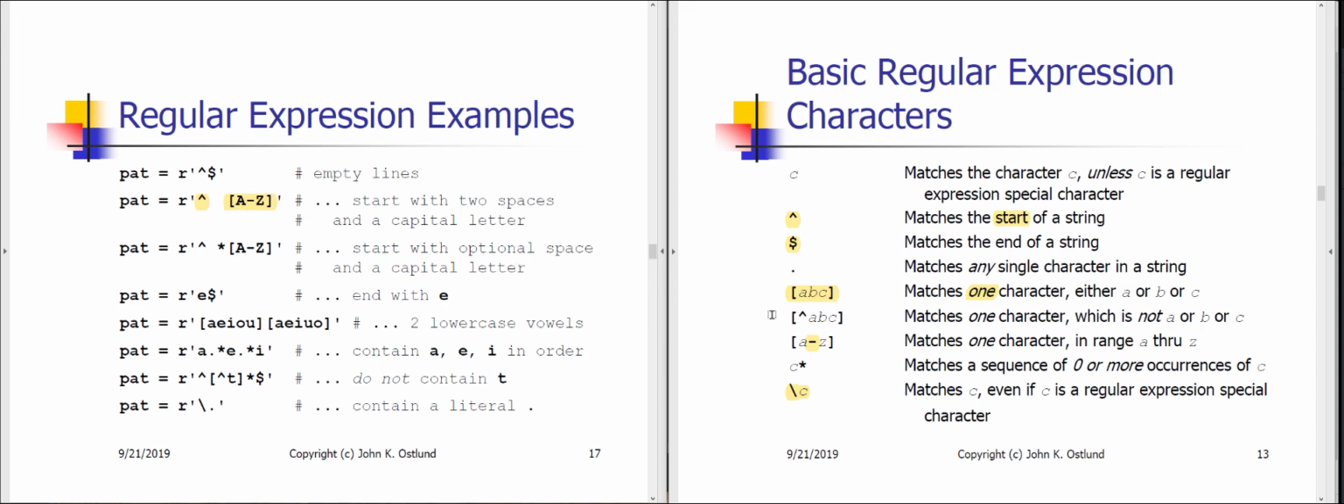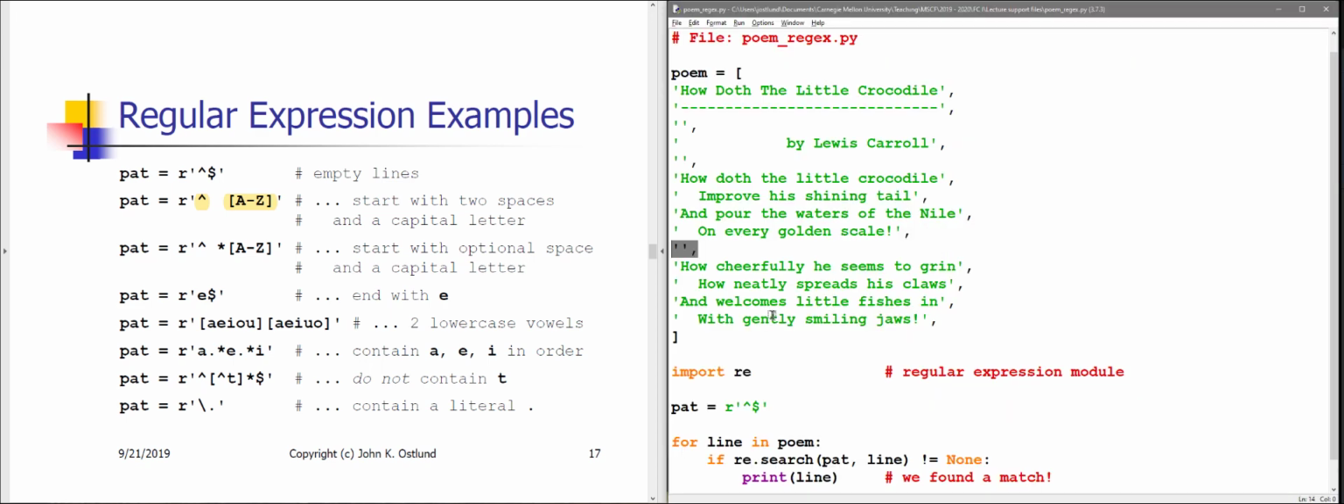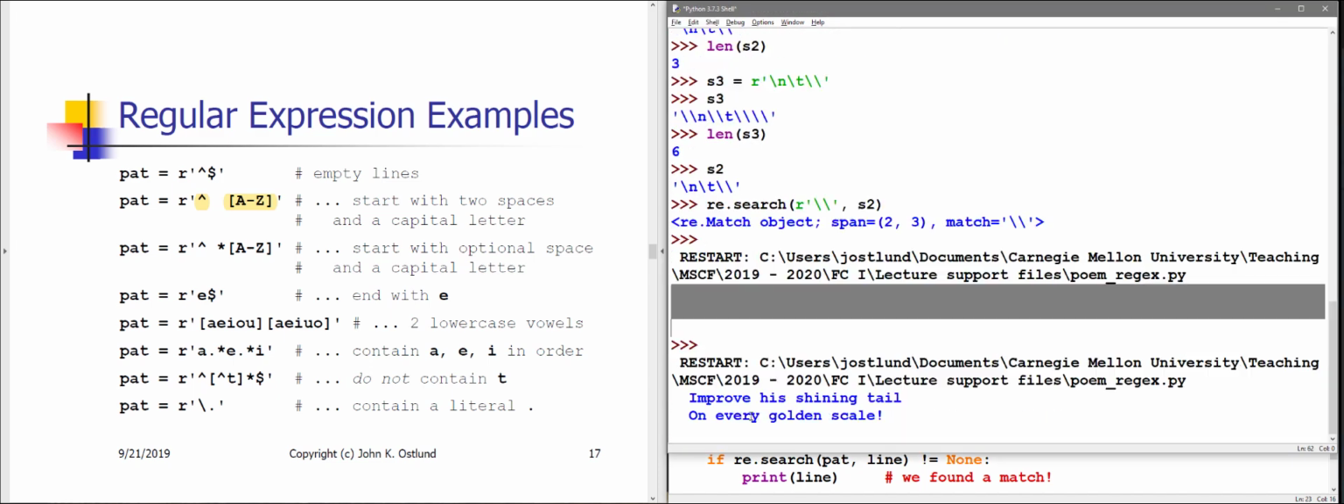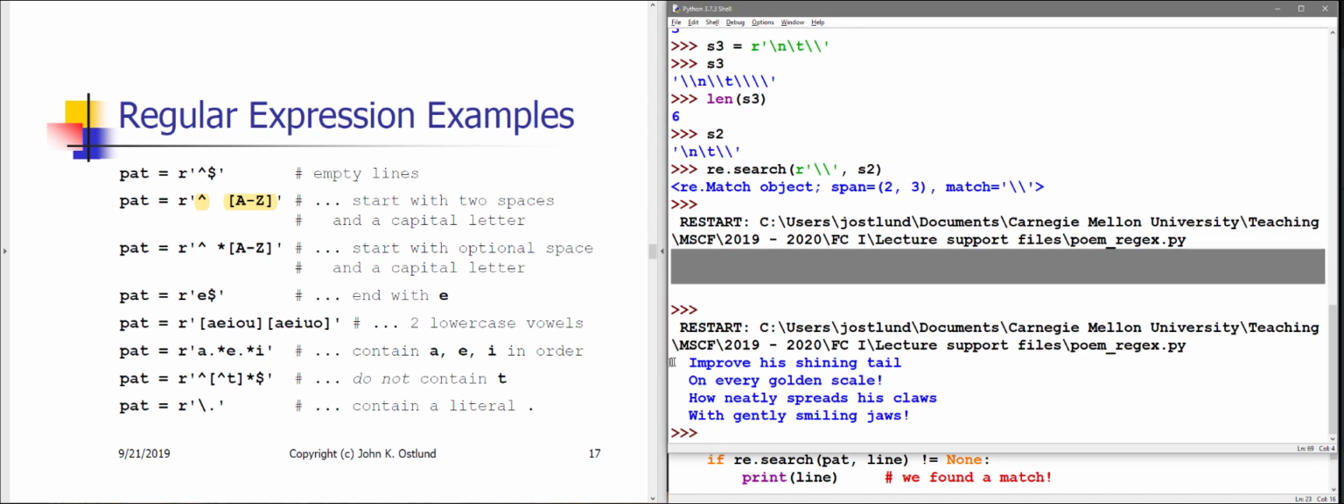Let's see what we get from that. So these are going to be lines that begin with space, space, and some capital letter. Some letter between A and Z. I'll save this and run it with F5. And notice that I've got the 4 indented lines now from the stanzas in the poem. So all of these lines begin with 2 space characters followed by a capital letter.